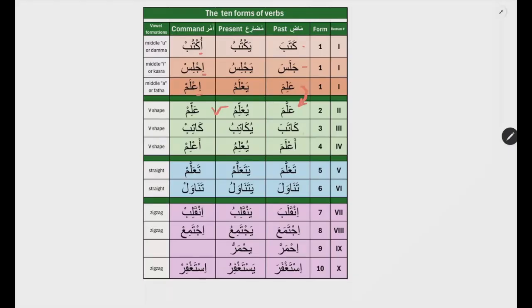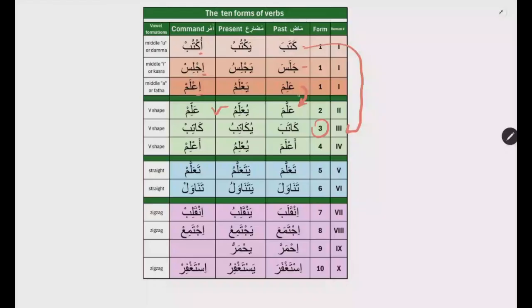Kataba is a real example of kataba in another form. From form 1 you get a kataba version of it, which is a form 3. And yukatibu, katiban. Then alima also you get in the 4th form, which is alama. There's the alif coming in there. Here it was an alif there. Here it was a tashdid there. Those are the 3 main features in this light green row.